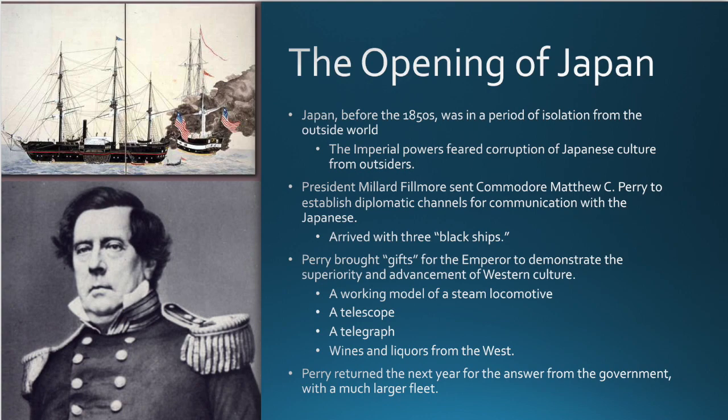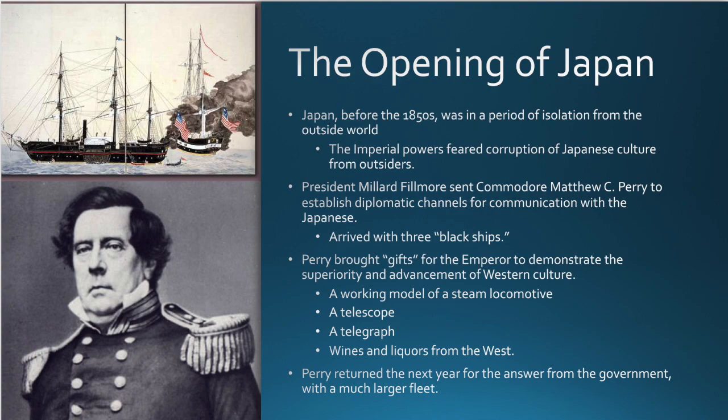President Millard Fillmore sent Commodore Matthew C. Perry of the Navy to establish diplomatic channels for communication with the Japanese in the 1850s. What happened was Perry came with 3 "black ships." He took 3 U.S. Navy steam-powered warships, painted black for intimidation purposes, and he arrived in Japan and asked to speak to the emperor, and he scared the Japanese quite badly, because they did not know what this was. They had never really seen ships like this before and people like this before, with technology that they had never seen.